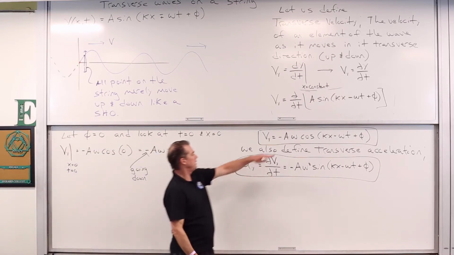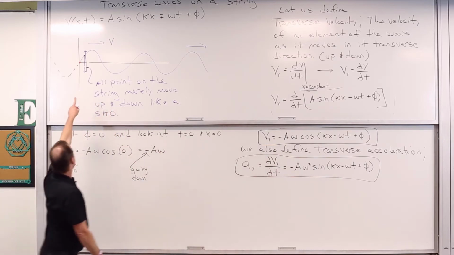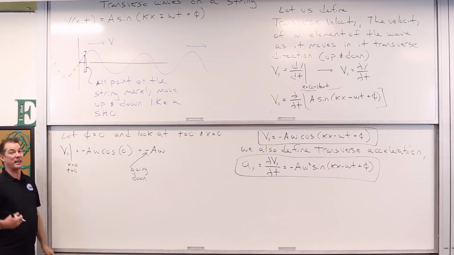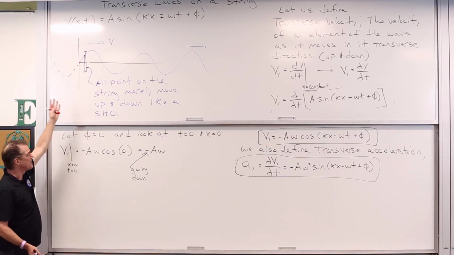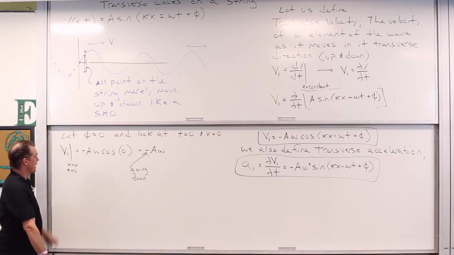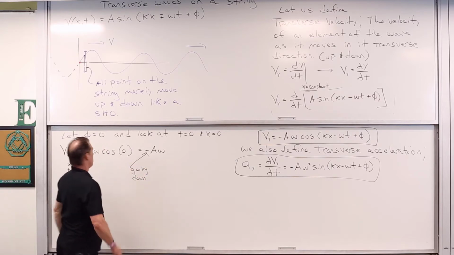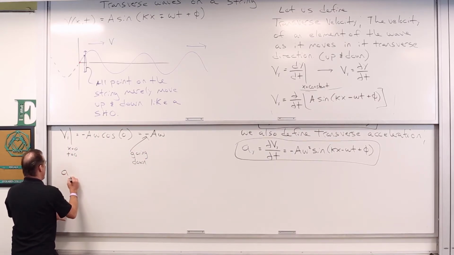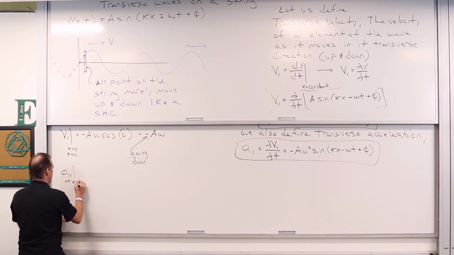The maximum value that it can be is a omega, and we've got that it's transiting through the equilibrium position, and we know for a simple harmonic oscillator that's when it has its maximum speed, as does the element of a string have its maximum speed. It's going down, check.